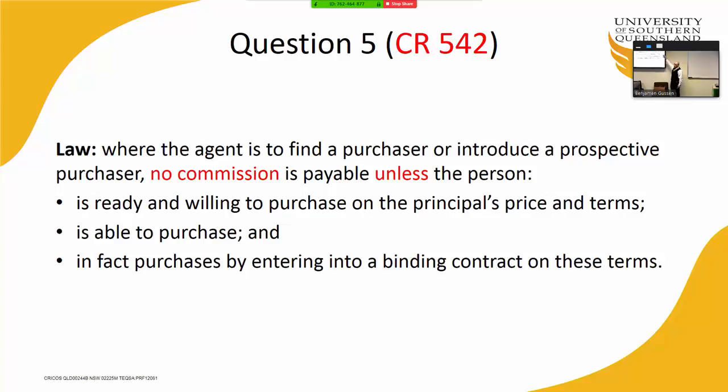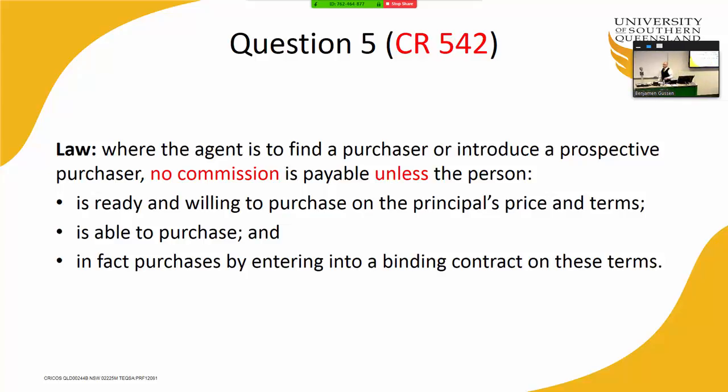Now remember, it's not going to be only one issue. If you identify one issue, you're going to fail part B of the exam. There are many issues, so you have to be structured and go through it efficiently.